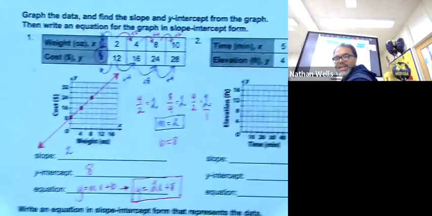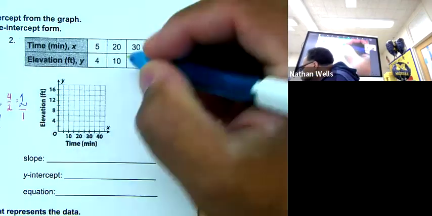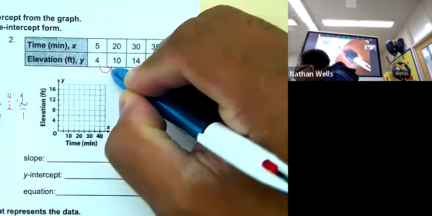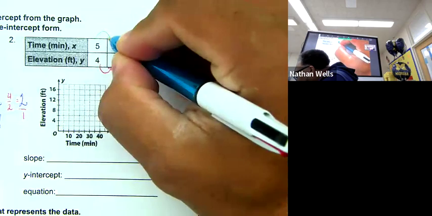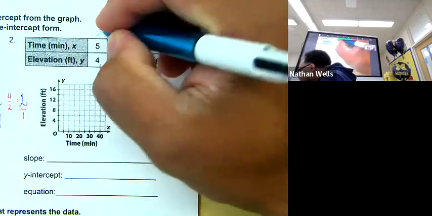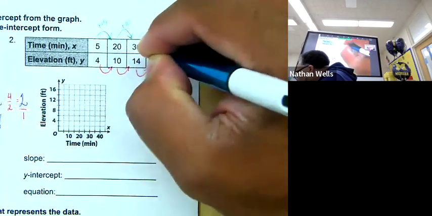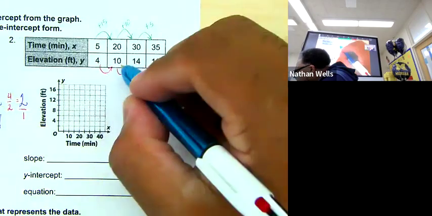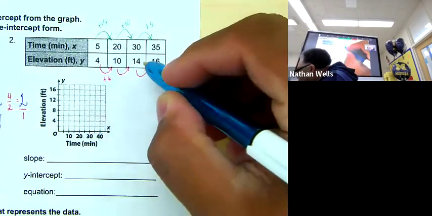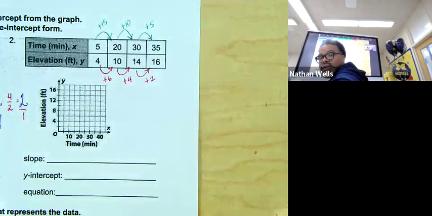Let's take a look at another example. Same thing, they're asking for the slope. I need to find my change in y, how it's changing each time, and put that on top of my change in x each time. So to go from 5 to 20 is plus 15, 20 to 30 is plus 10, and 30 to 35 is plus 5. On the top, my y values, plus 6 to go from 4 to 10, plus 4 to go from 10 to 14, and then plus 2 to go from 14 to 16.